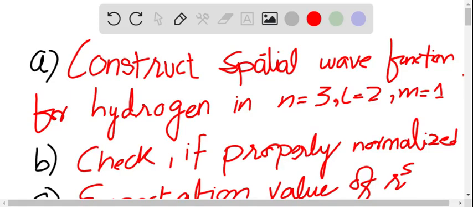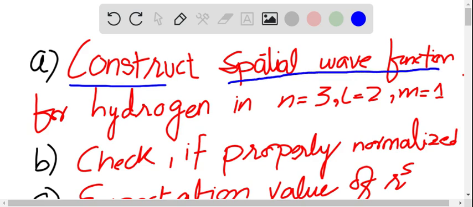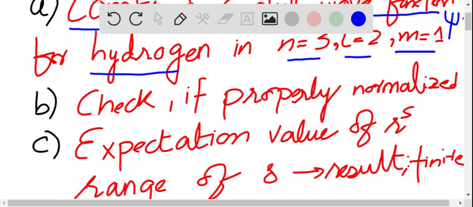So in this question, there are three parts. The first part is to construct a spatial wave function, right? A wave function for hydrogen in the state that n is equal to 3, l is equal to 2, and m is equal to 1. Then part B is that we have to check whether the result that we obtain in part A is properly normalized or not.